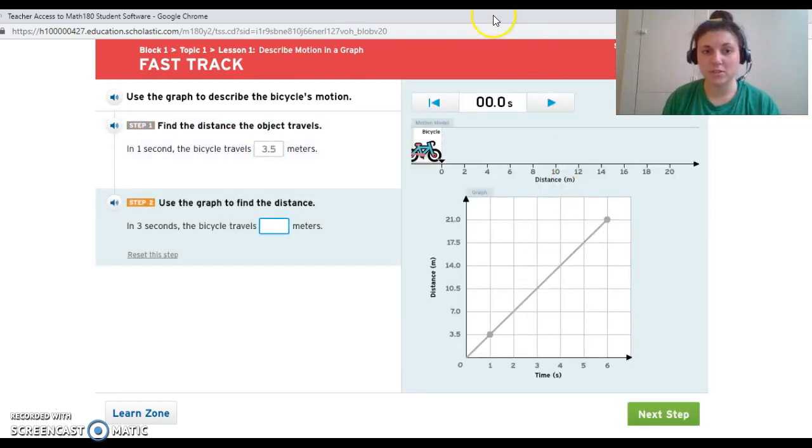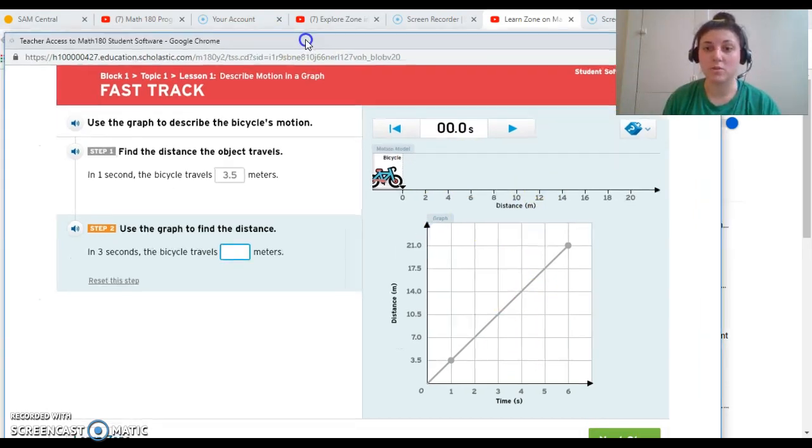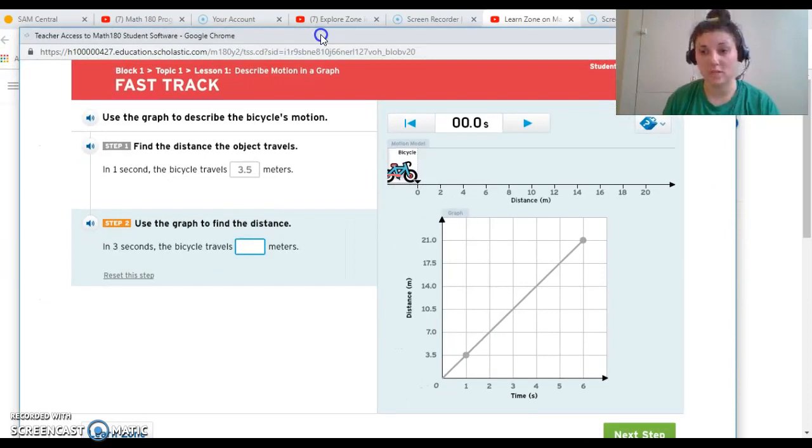As well as, I want to show you guys this right here. This is an option for them to get some extra support. So here you can go to the lesson video, you can go to an example problem, and you can also go to the mTool tutorials, which will explain more with the motion model here and the graph here. So if students are struggling, they do have those extra supports even on the fast track, and they have those supports as well on the learn zone that I forgot to mention.